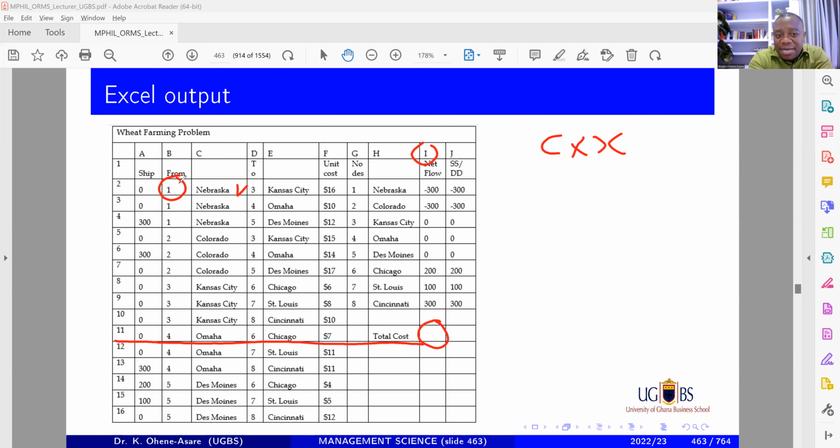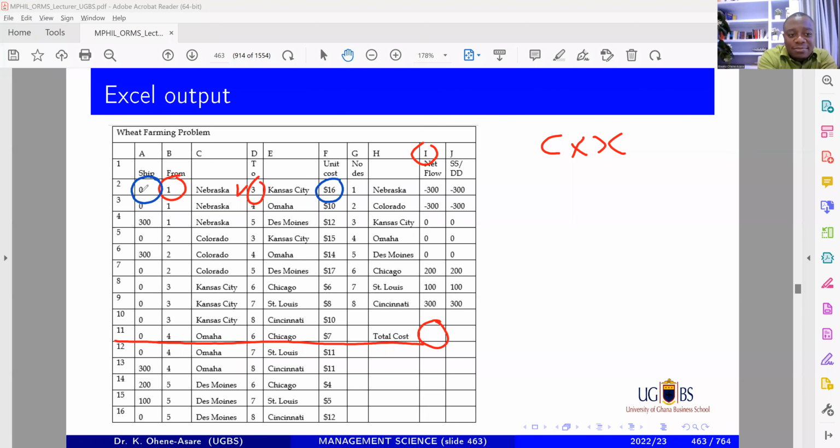So you're shipping from Nebraska to Kansas City, and this is Kansas City. That's a 2. The 2 is what I've circled. The item you are shipping, I'm circling with a different color. The item you are shipping is this, and it is going to Kansas City. So this cell A2 is your amount, your decision variable, the arc. That A2 is the arc, the ship from. And normally we attach the unit cost to it.